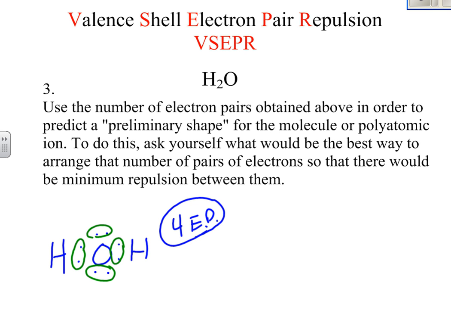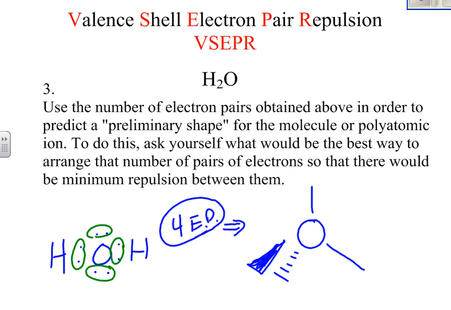Step 3, the 4 electron domains is going to give us a preliminary shape of a tetrahedral. So we'll go ahead and draw the oxygen here, and we'll have one thing going up, one going down to the right. So those are both in the plane of the board. We'll have one that's coming out of the plane of the board and one that's going back behind the board. So this would be our tetrahedral preliminary shape.